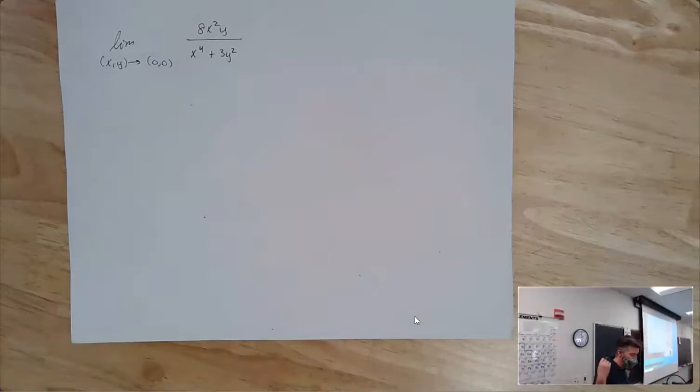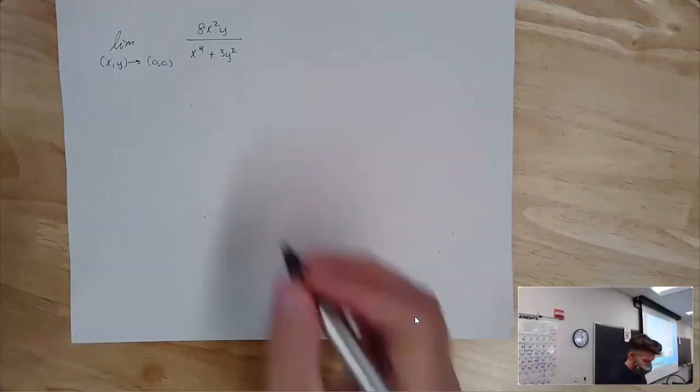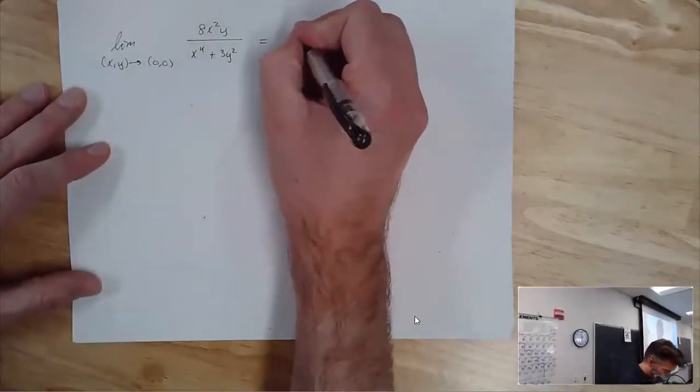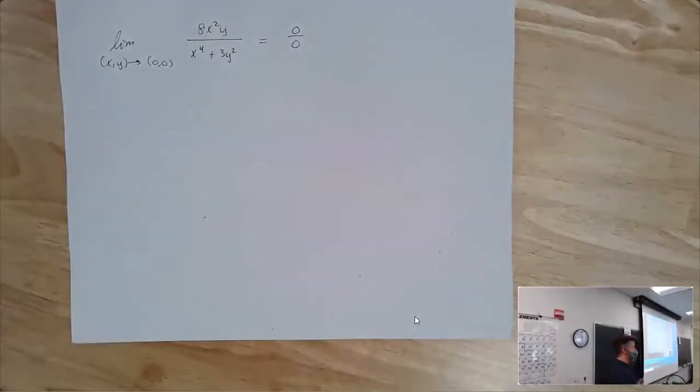So if we plug in 0, 0, what do we get? Nothing good. 0 over 0, which I'm going to emphasize probably every time, we don't know what that is. It's not necessarily 0. It could be 0. It could also be 17. We don't know. It could also probably not exist, which is going to be what actually happens.